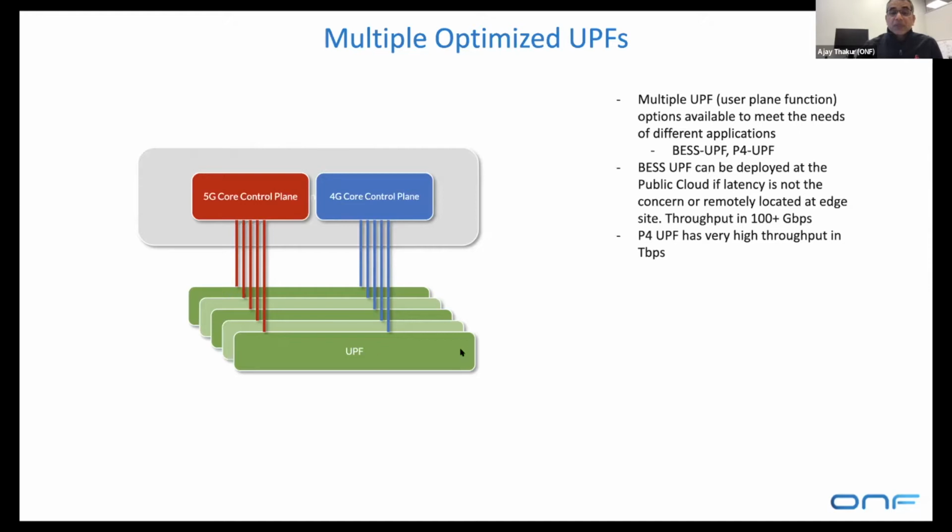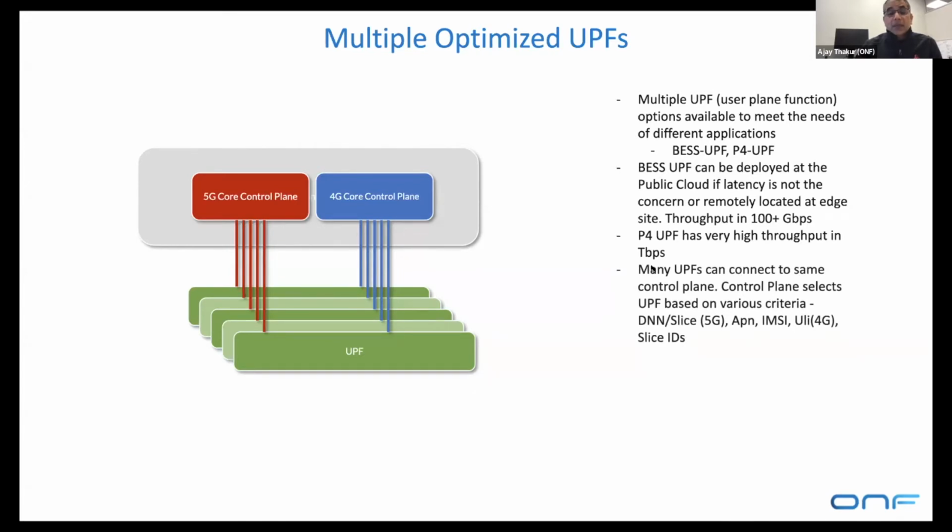At the same time, we have this P4 UPF, which is a hardware-based UPF, designed for throughput in the terabits per second. So the enterprise gets the option of choosing between the base and P4. That really depends on what their use case is and what kind of throughput or latency requirement they have. And of course, you can mix and match. You can have one or two P4 UPFs and multiple base UPFs running at the edge side. That's possible. And a single control plane can talk to multiple of these UPFs and install the right session into the right UPF, right?